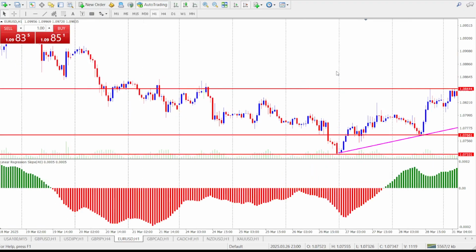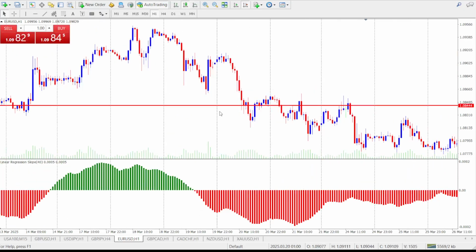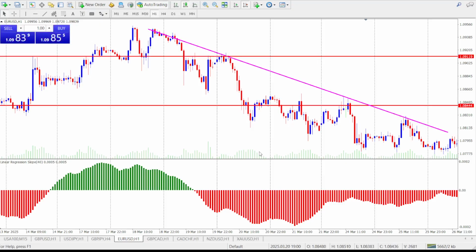Then for a sell signal, when the histogram bars change from green to red and the indicator crosses below the zero line, it is a clear sell signal. So this tells you that the bears are taking control of the market and bearish momentum is increasing. It's time to enter a short position, in that scenario. So if you are in a short position, let's say after you had confirmed this bearish move, you entered a short position around here, right?